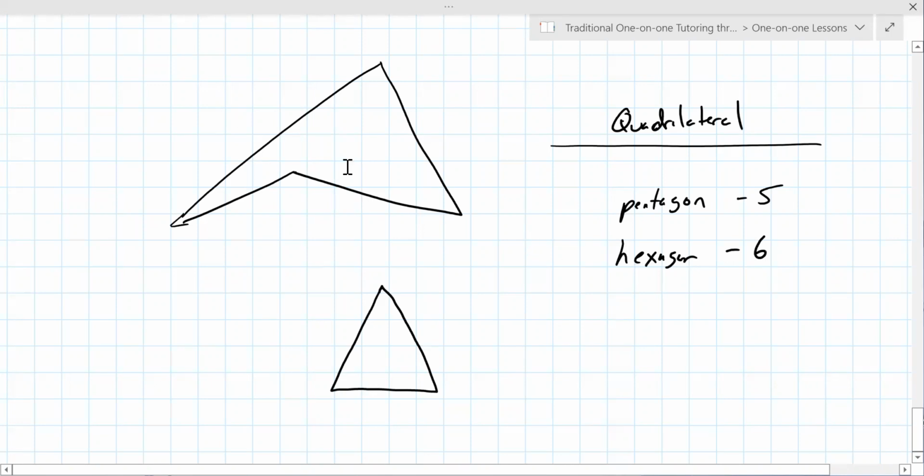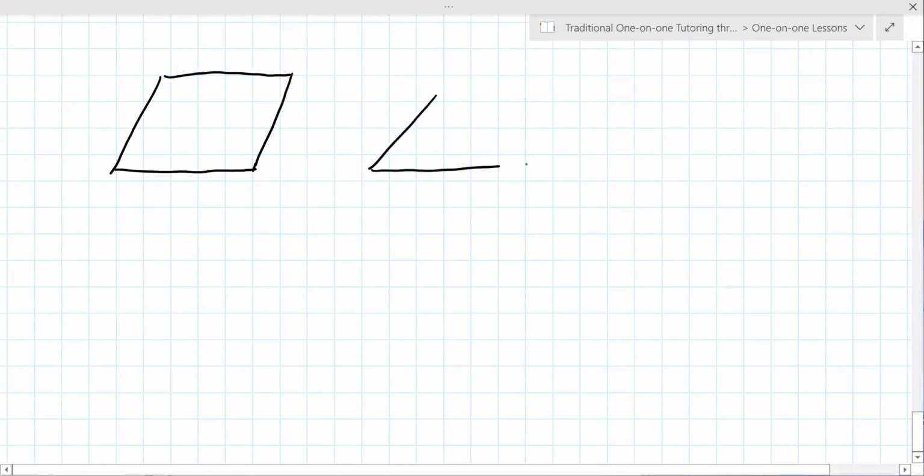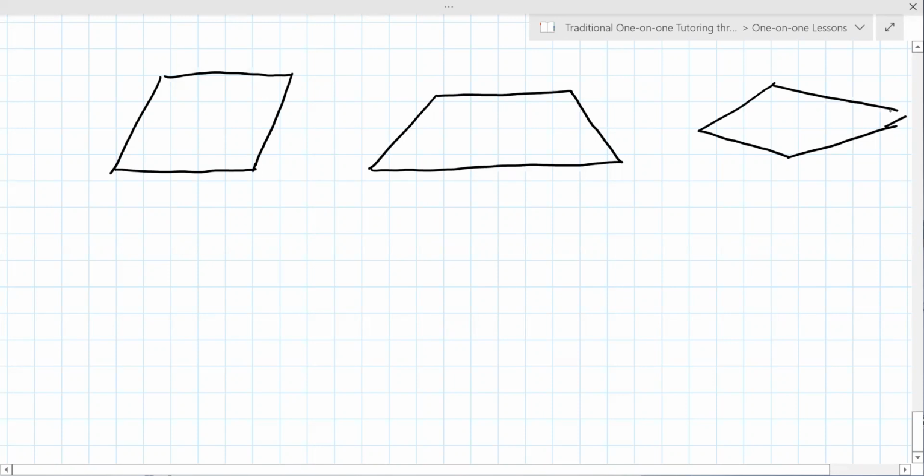Now, I've drawn this really awkward because what you wanted to see, if I asked you what that is, you might say it's a parallelogram, but for sure it's a quadrilateral, right? It's got 4 sides. Here is another quadrilateral. Does it have 4 sides? Yes. And here is yet another quadrilateral. Now, here's the difference between these 3 groups.